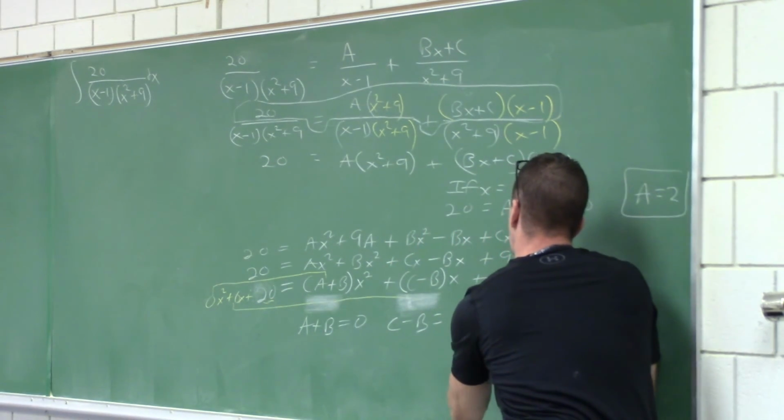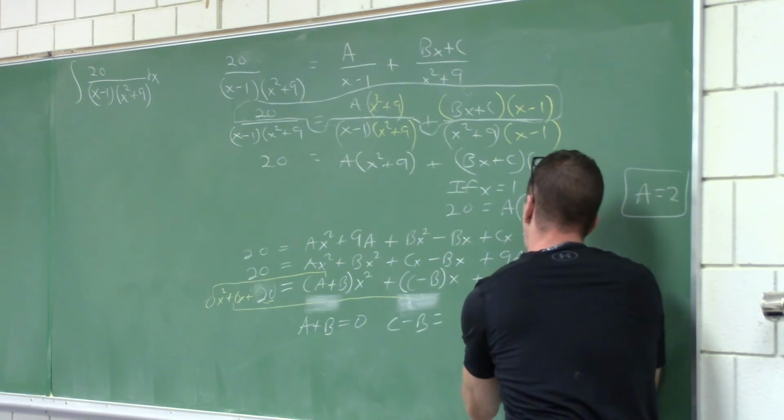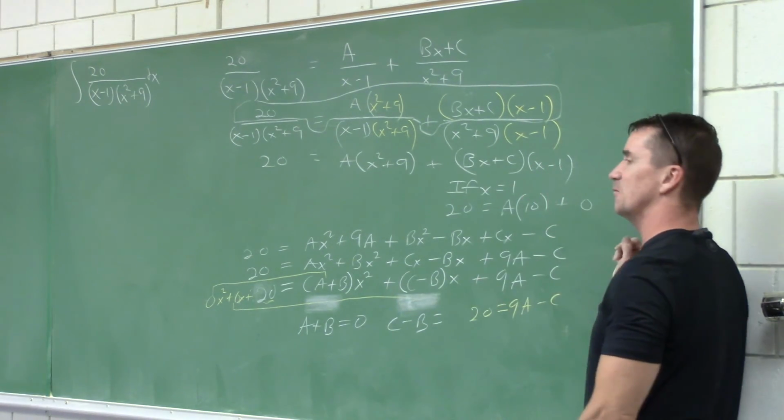And what's this 20 equal to? 20 must equal 9a minus c. Don't forget, we already found one of the letters. Do not forget that. We found a. It's what?